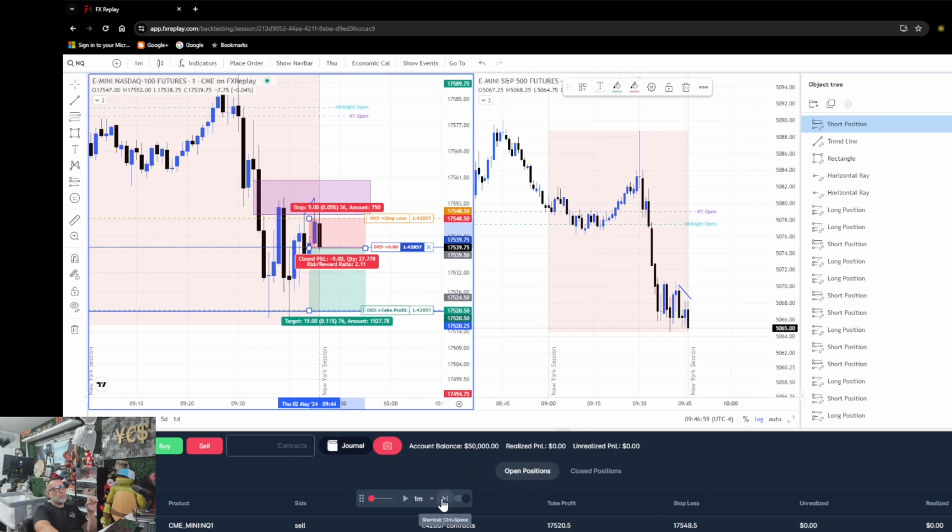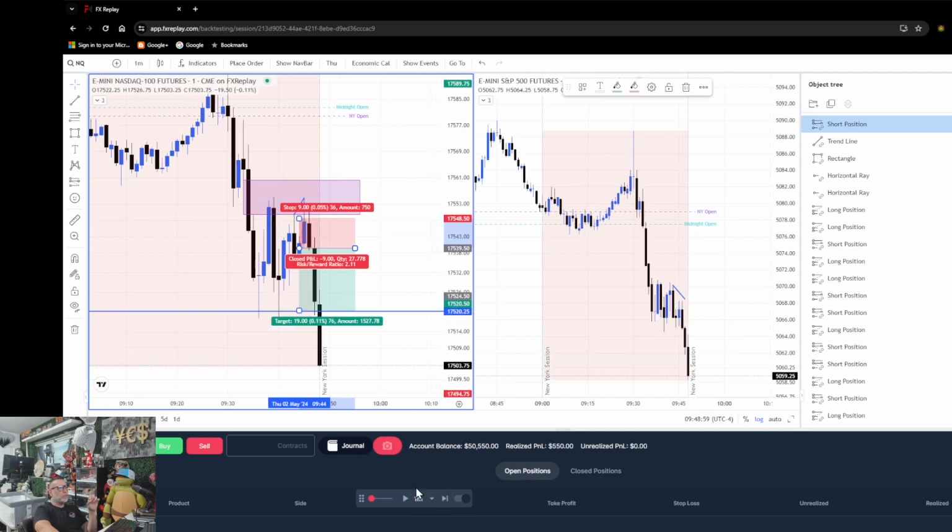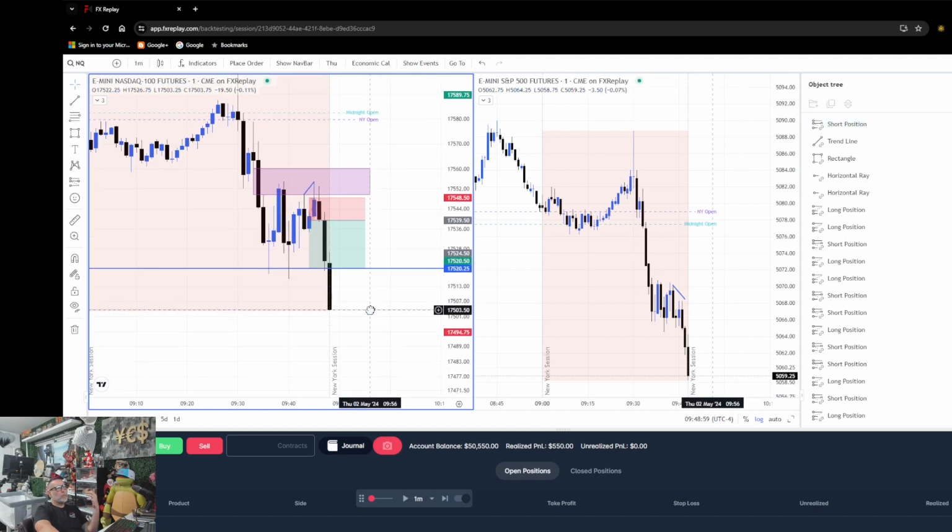How do I play price forward again here? Full TP. So there you go. And it actually falls even more, right? So that's basically the gist of it.